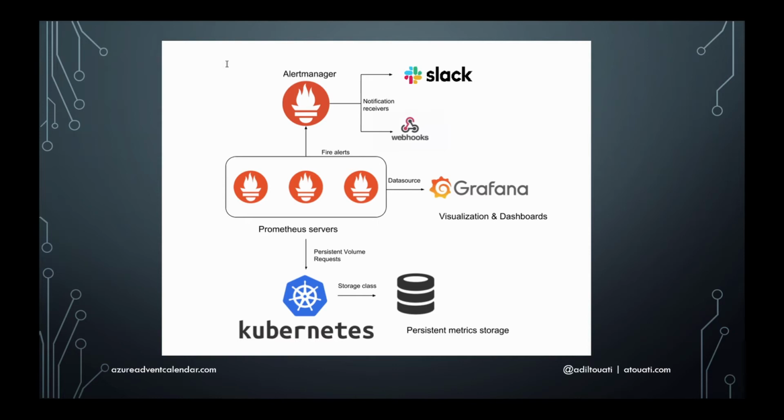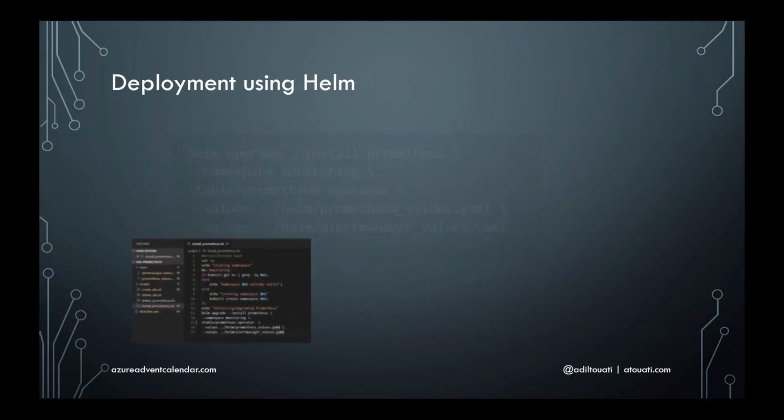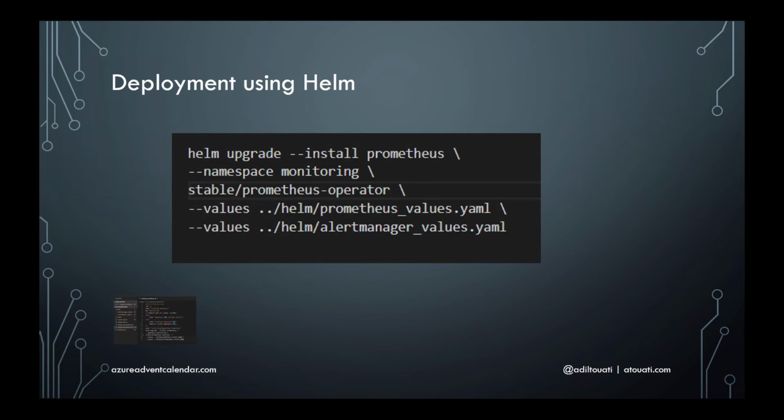Okay, so let's jump to the deployment. For the deployment, if you clone the repo, you can see that we have a file there called install Prometheus, which is basically a Helm command that you can see at the bottom of this screen. What we'll be using is Helm upgrade with the --install flag, telling Helm that if you don't find the release called Prometheus, install it.